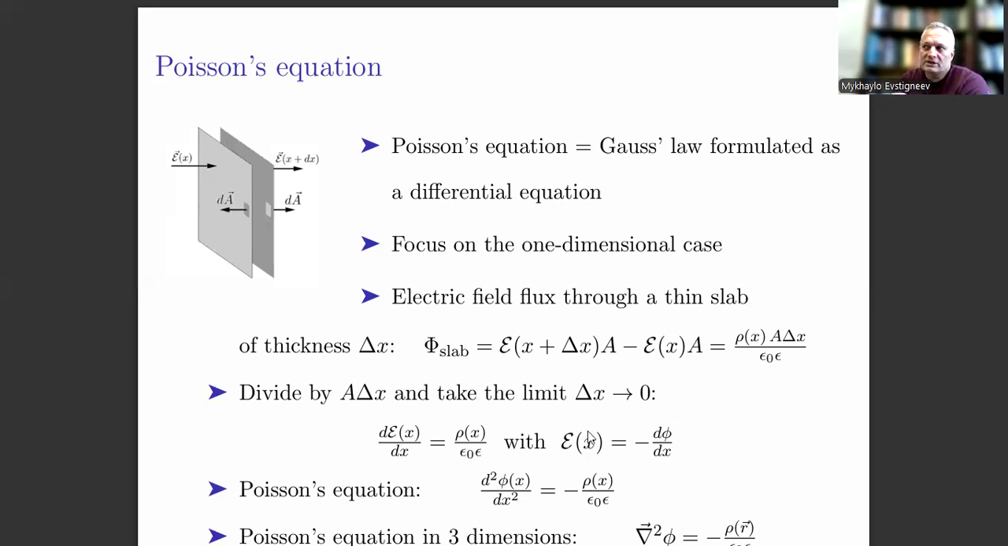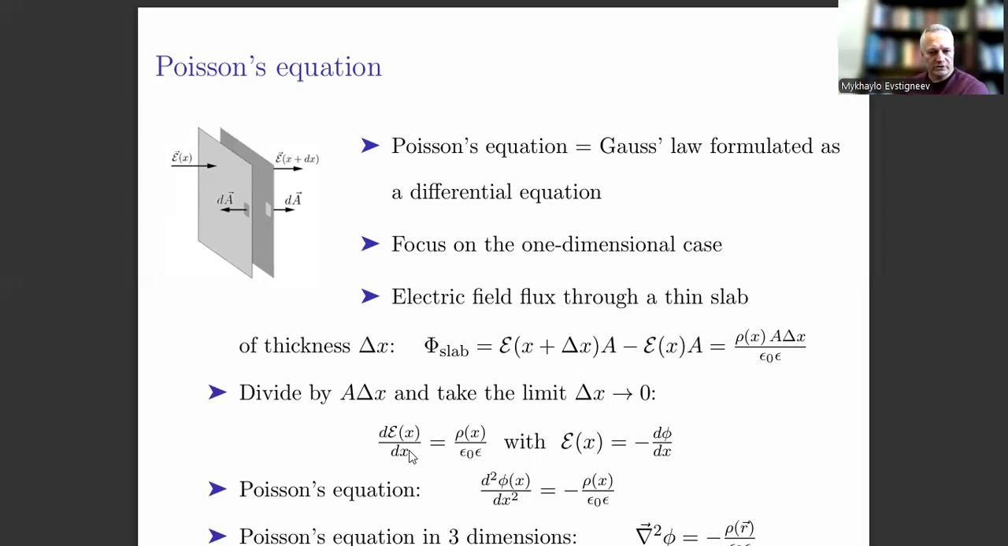Now let's write it in a slightly different form, recalling that the electric field is the negative derivative of the electric potential, minus d phi by dx. So plug in this electric field, expressed in terms of the electric potential, into dE by dx on the left-hand side. We find that the second derivative of the electric potential with respect to the coordinate x, d2 phi by dx squared, is negative charge density rho of x divided by epsilon naught epsilon. That's in one dimension, and this is all that we will need in this course.